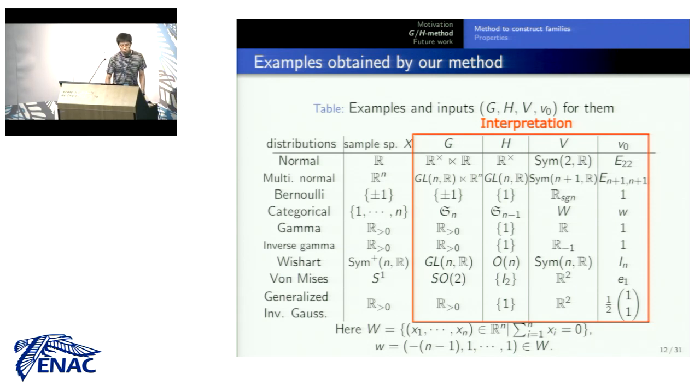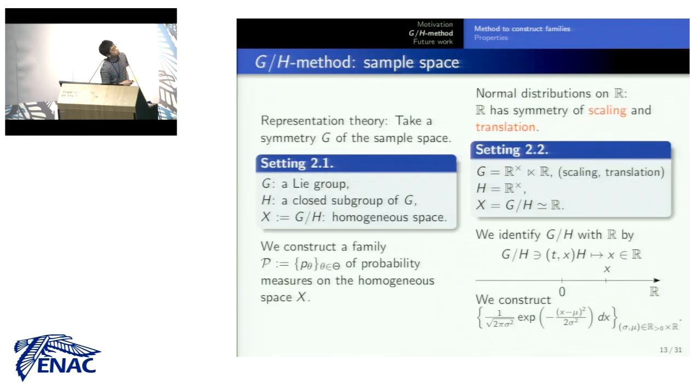Our method generates a good exponential family. In fact, by choosing these inputs, we obtain these well-known distributions. To understand our G mod H method, we consider the normal distributions later. We will see the detail of the G mod H method from here.